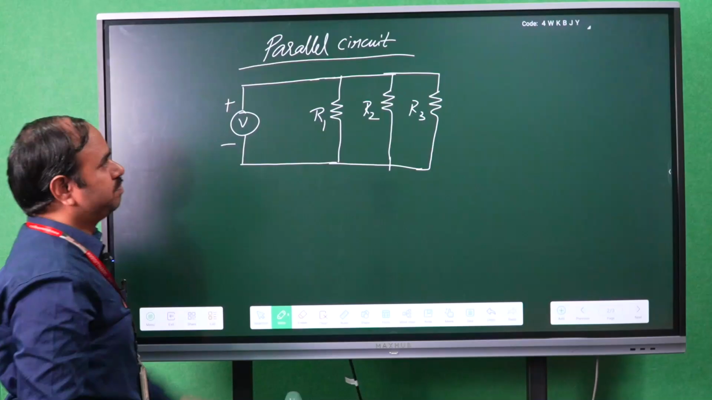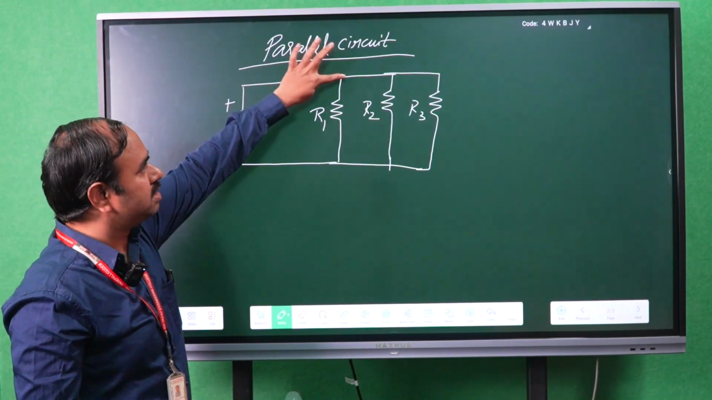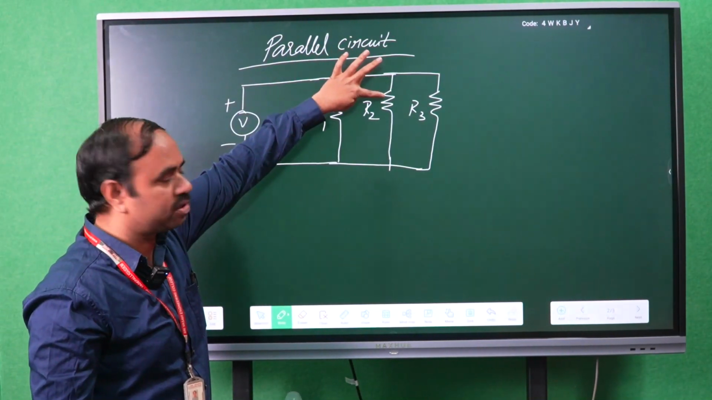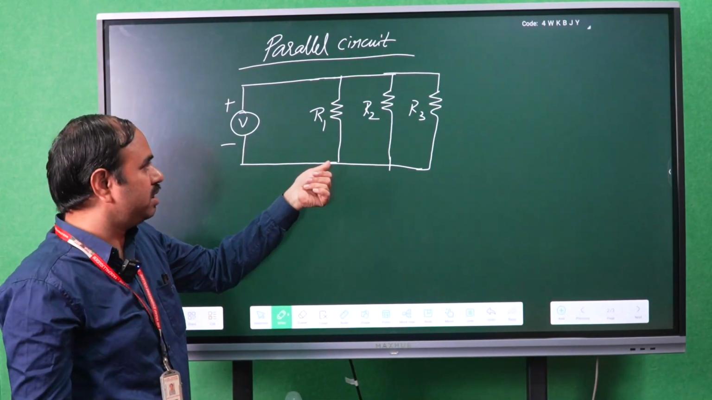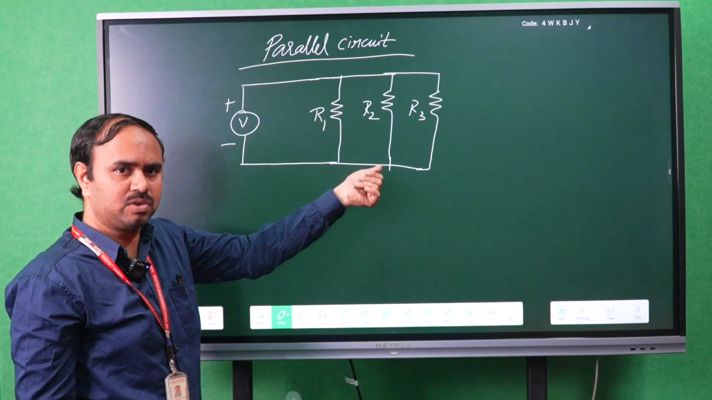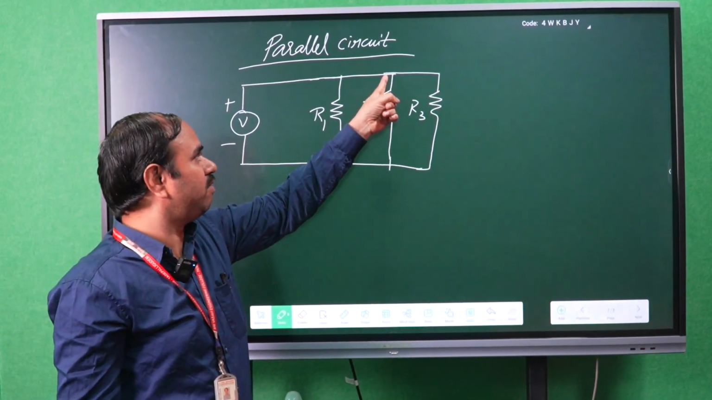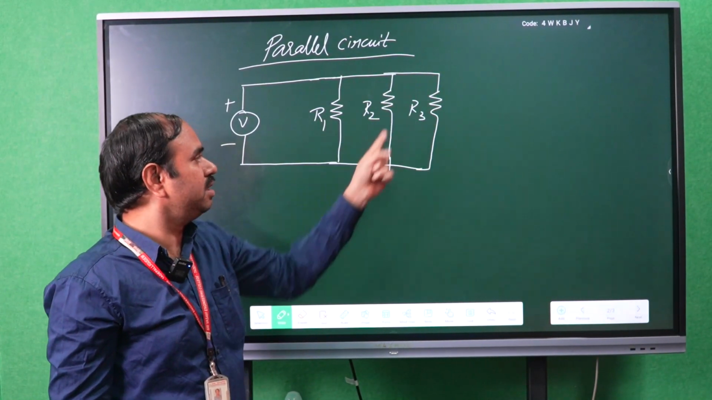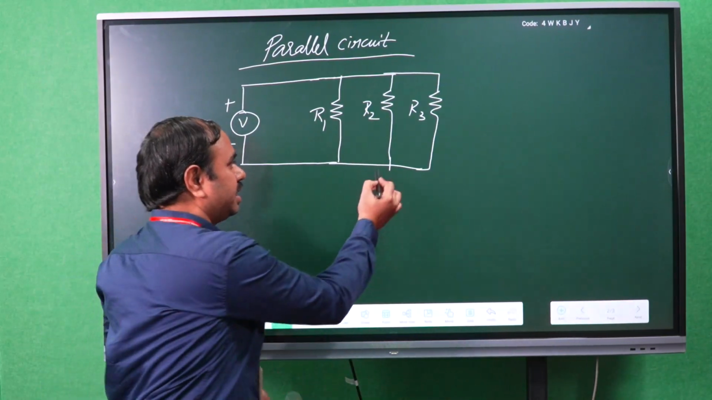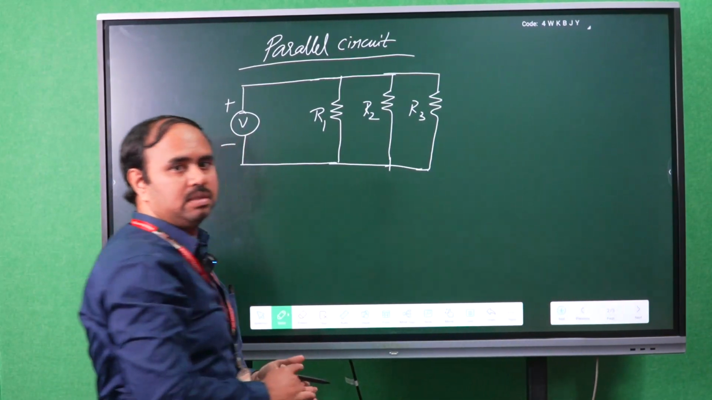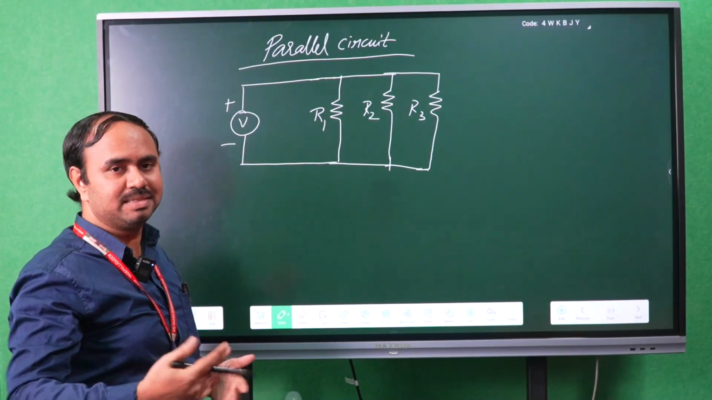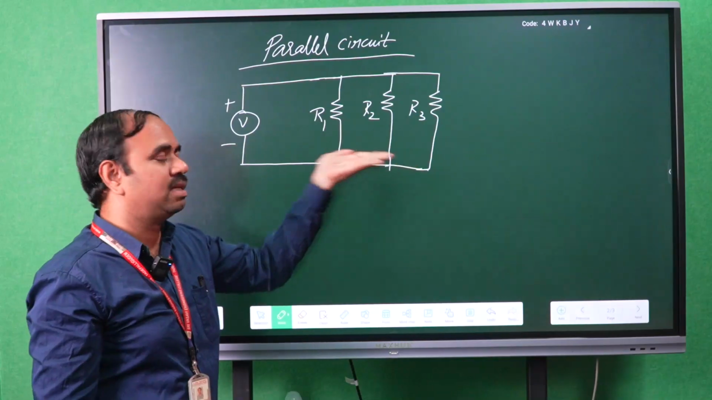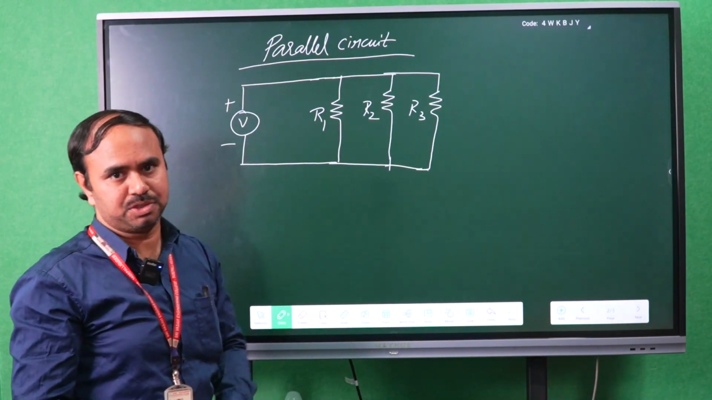How are they connected? The first end of R1 is connected to the first end of R2, and the second end of R1 is connected to the second end of R2. Similarly, the first end of R2 is connected to the first end of R3, and the second end of R2 is connected to the second end of R3. If this connection takes place, then we can say the resistances are connected in parallel.